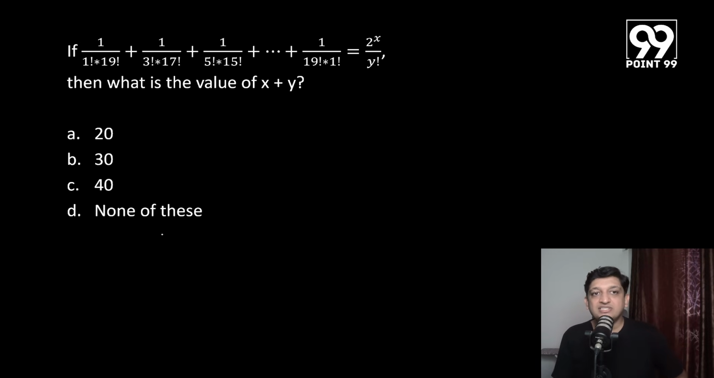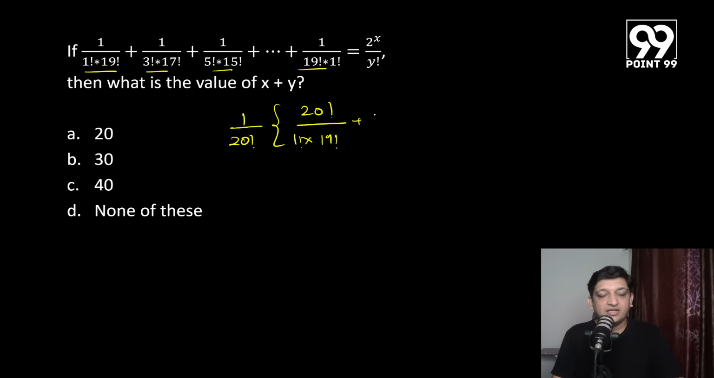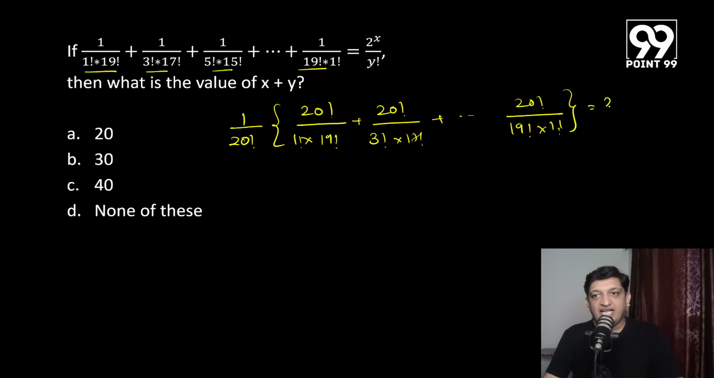So what we can do in this context is we can just assume that we can see a 20, right, everywhere. So what will I do? I'll just multiply and divide by some number. In this case, it is going to be 20 factorial, let's say. So I will divide this by 20 factorial. I can say that I'll write this as 20 factorial divided by 1 factorial into 19 factorial plus 20 factorial divided by 3 factorial into 17 factorial, and so on and so forth till the time I reach 20 factorial by 19 factorial into 1 factorial. That is what we are getting. And this is equal to 2 raised to x upon y factorial.